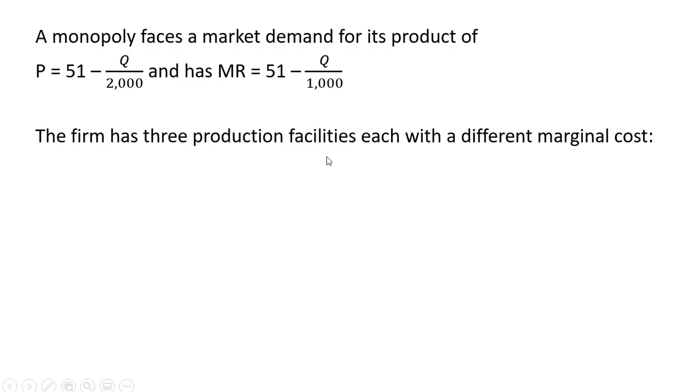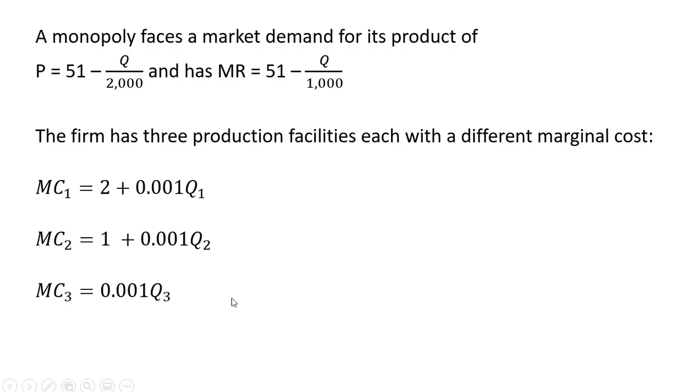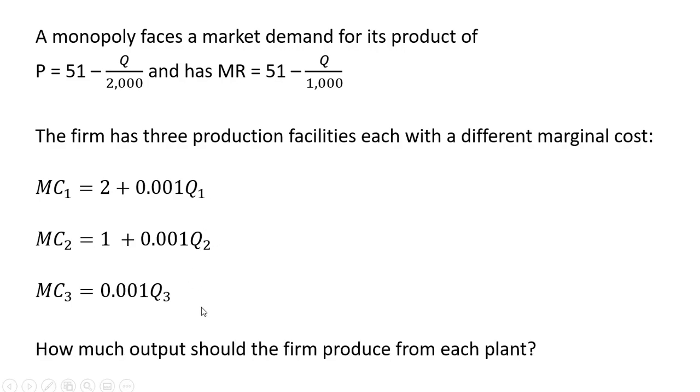And the firm has 3 production facilities, 3 production plants, each with a different marginal cost. Plant 1, Plant 2, and Plant 3. So the marginal cost associated with producing this product in one of 3 plants. Our goal is to find how much output the firm should produce from each plant.